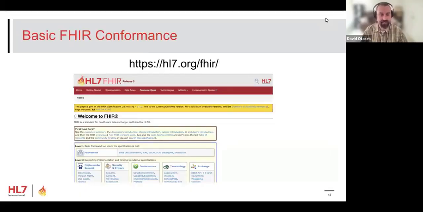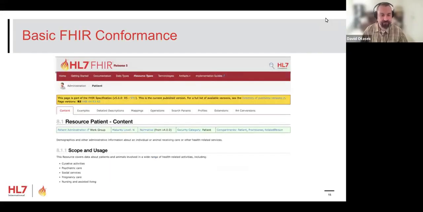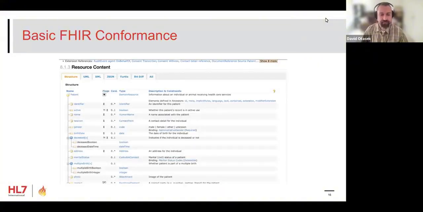You go to hl7.org/FHIR. You find the patient resource listed in the level 3 administrative section. There it is right there. You click on that, you get to the patient resource specification, and then you painstakingly read the entire specification and verify that the resource follows it.